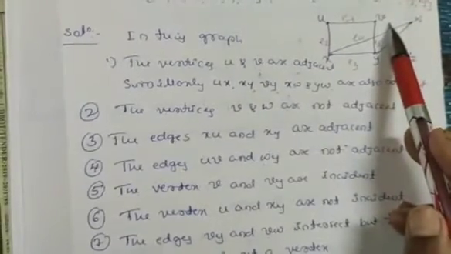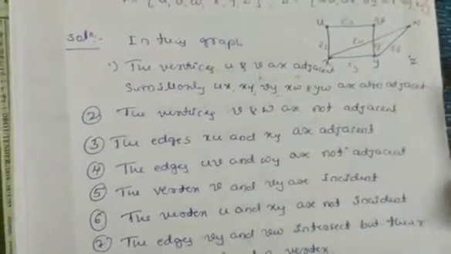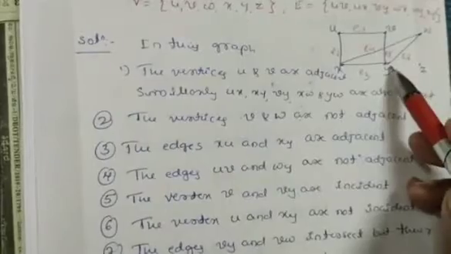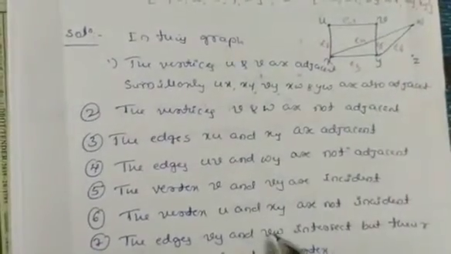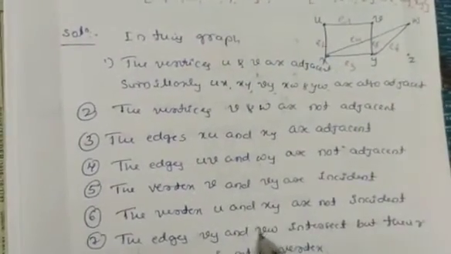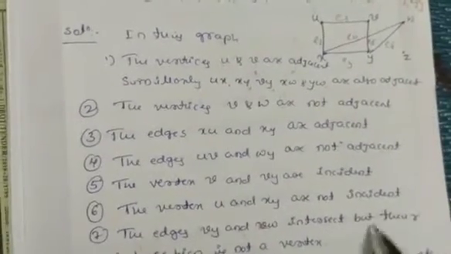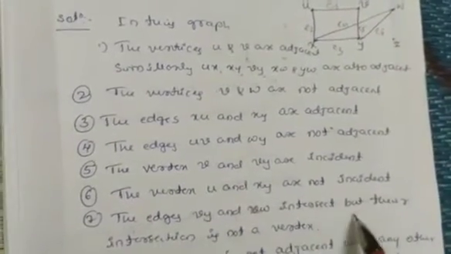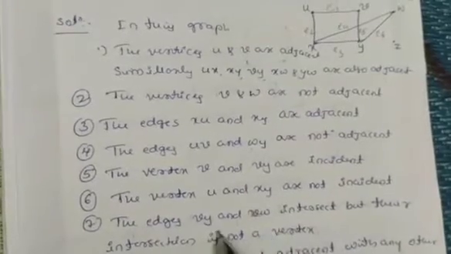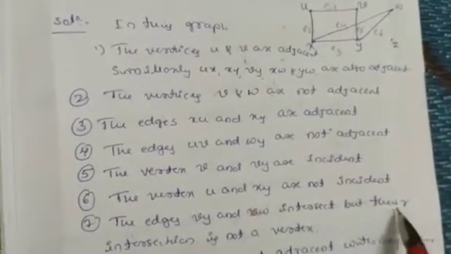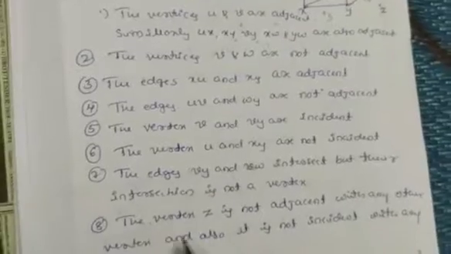So this is the edge. We don't have any edge here. The edges vy and xw intersect, but these two edges intersect and their intersection is not a vertex here.